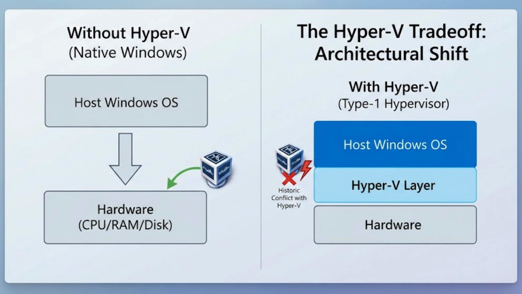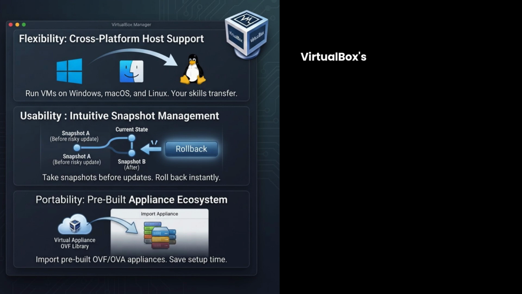Recent versions of VirtualBox have largely resolved this by adding support for running alongside Hyper-V. But if you're troubleshooting a weird performance issue, or a VM that won't start, "Is Hyper-V fighting with my other virtualization tool?" is one of the first things to check.